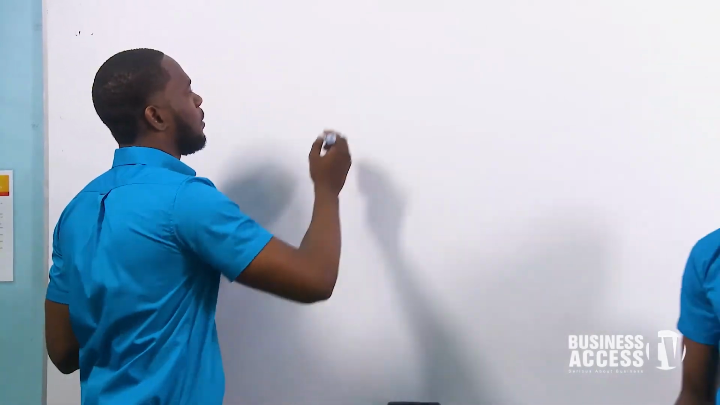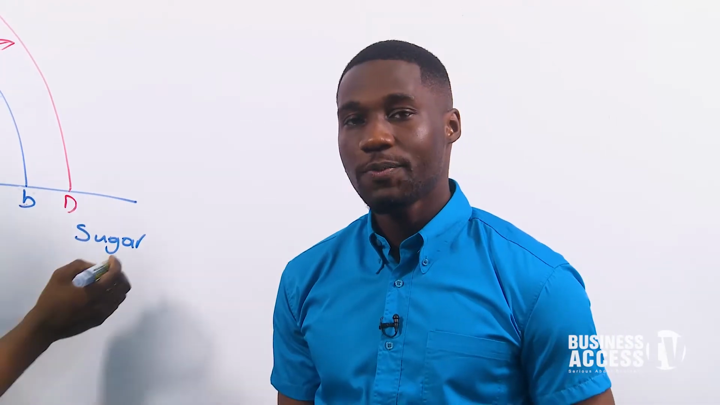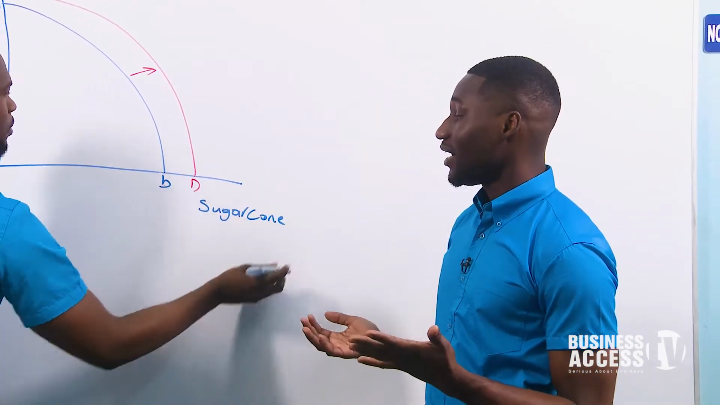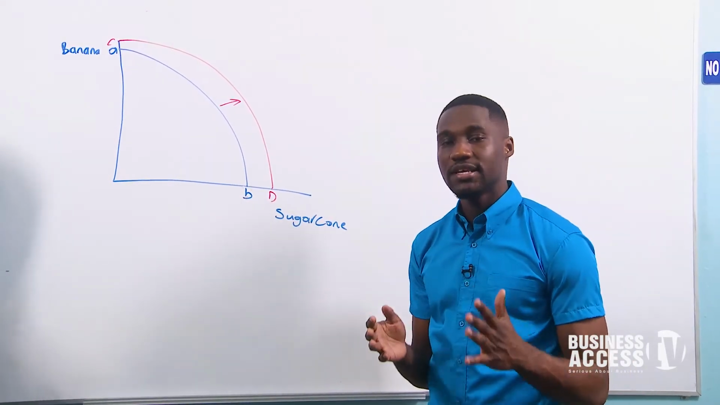Identify 3 factors that will cause an outward shift in the production possibility frontier. Alright, guys, recall what the production possibilities frontier is: a graphical representation of a two-good economy. Here we have the two goods, banana and sugarcane. All the resources are devoted to producing these two goods.